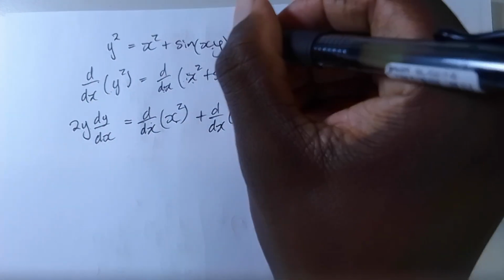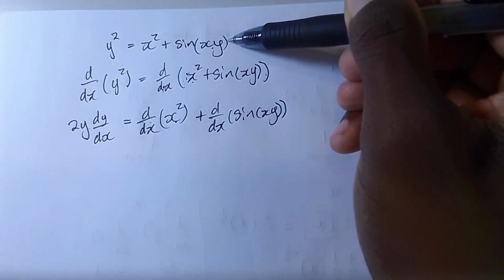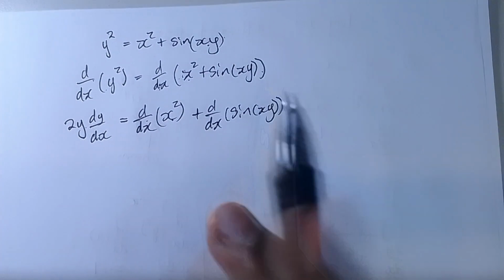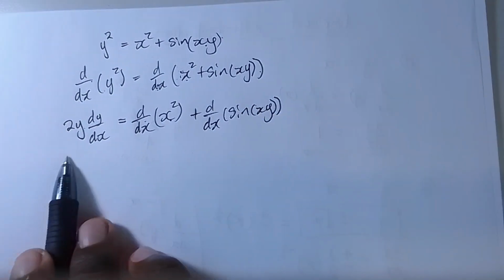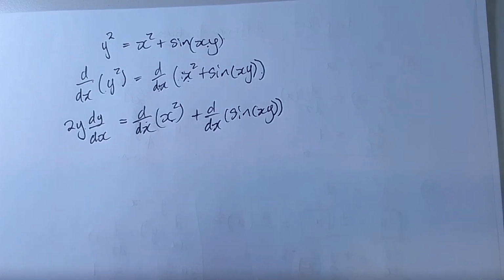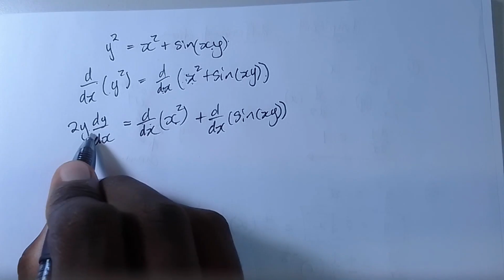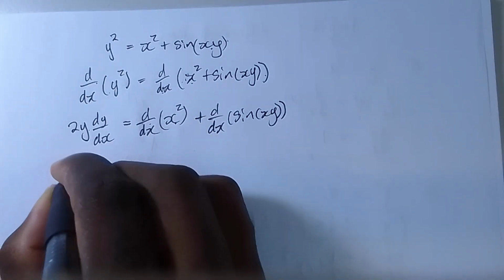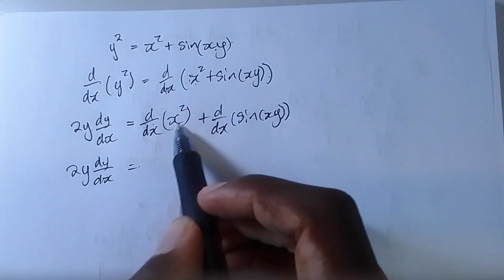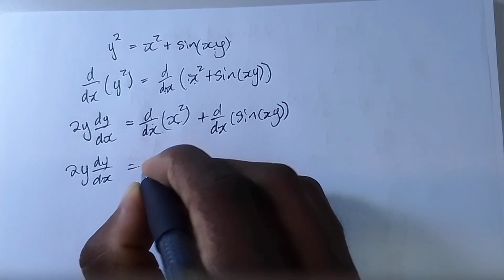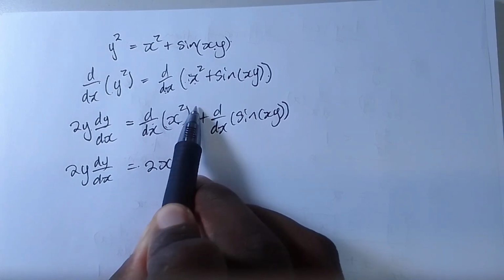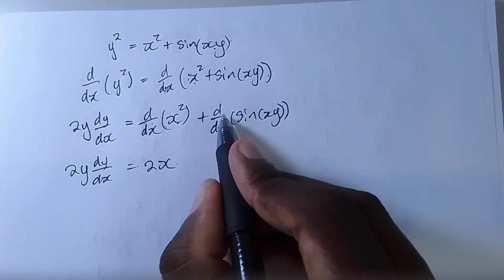And by the way, this is one of those examples where you can't make y the subject, and therefore you can't use the other method. You have to use implicit differentiation. Now we have this. We still need to find dy/dx. We are not done. So here there's nothing we can do. Here we can simplify. So 2y dy/dx is equal to, what's the derivative of x squared? It's 2x, because you multiply this coefficient by 2 and you subtract 1 from the exponent. Then we come to this side.